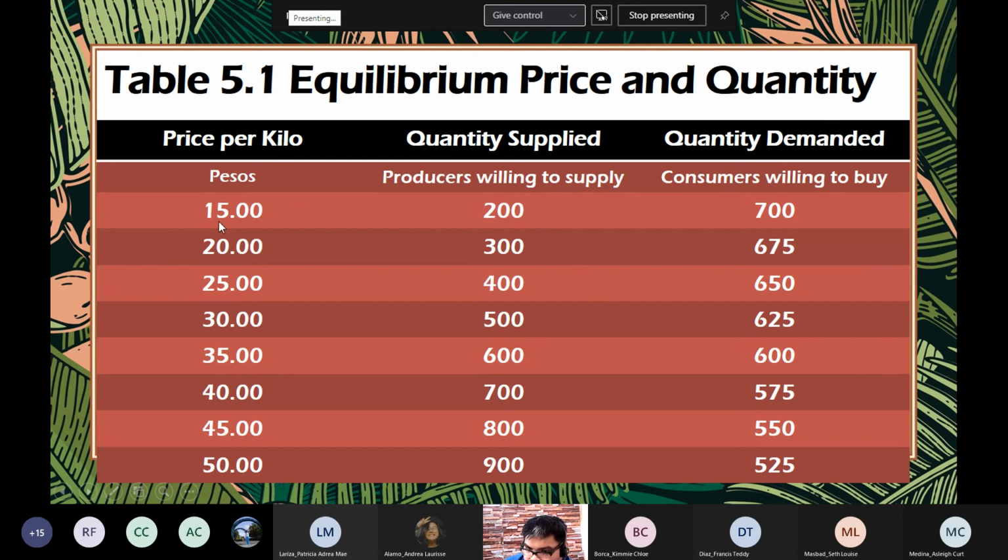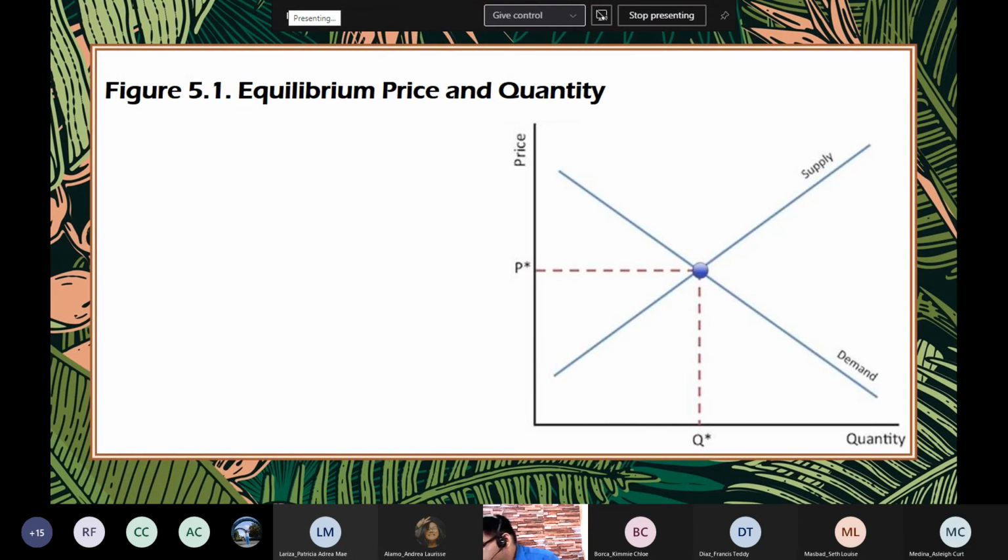So a good example here, 15 pesos per kilo. Producers are willing to supply 200. Dito 700. Pag 50 pesos, 525 na lang. Hanggang dito lang ang kaya ng mga tao. Pero yung producer willing to supply 900. So ibig sabihin, ito yun. Ito yung pinakamaganda. Ito yung tinatawag na equilibrium price and quantity. Pag nasa 35 pesos per kilo yung item, producers are willing to supply 600. And consumers are willing to buy 600 of that item. So, ito yung graph. Similar to the book, price and quantity unite. Pinagtagpo at pinagtadhana.